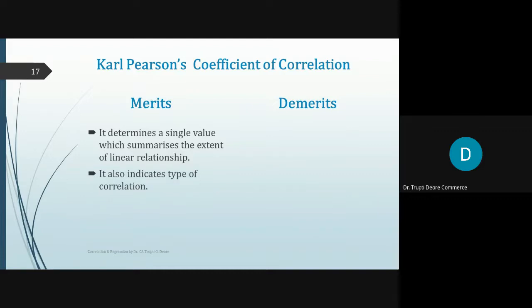Types of correlation can be defined through r, that is, it depends on the value of r. If r is less than 0, it means it is a negative correlation between the variables. If r is greater than 0, then it's a positive correlation. If r is 0, there is no correlation. So you can define the types of correlation with the help of the value of r also.